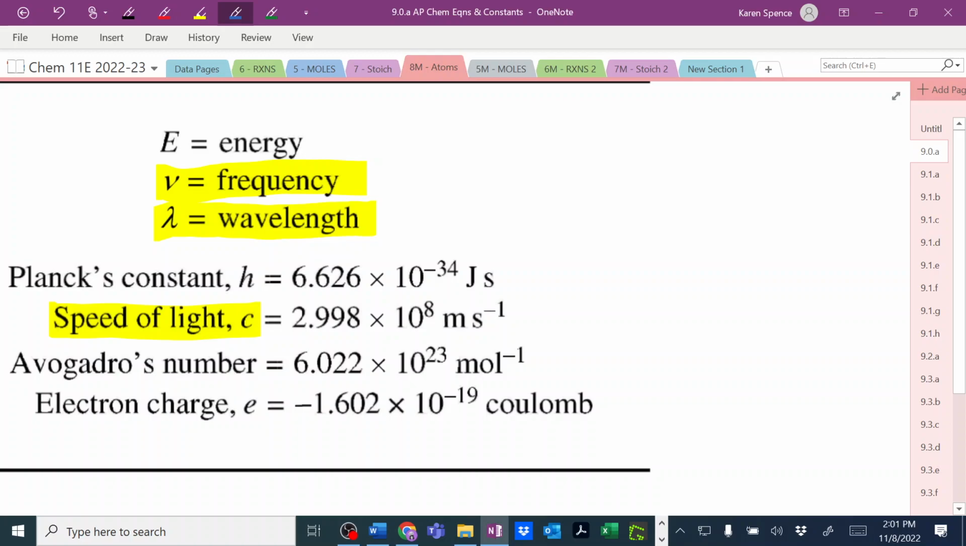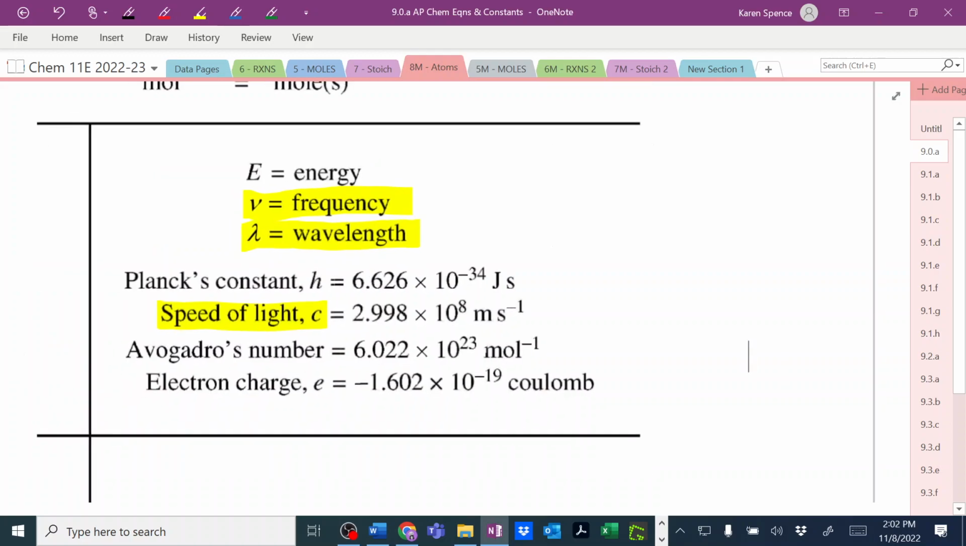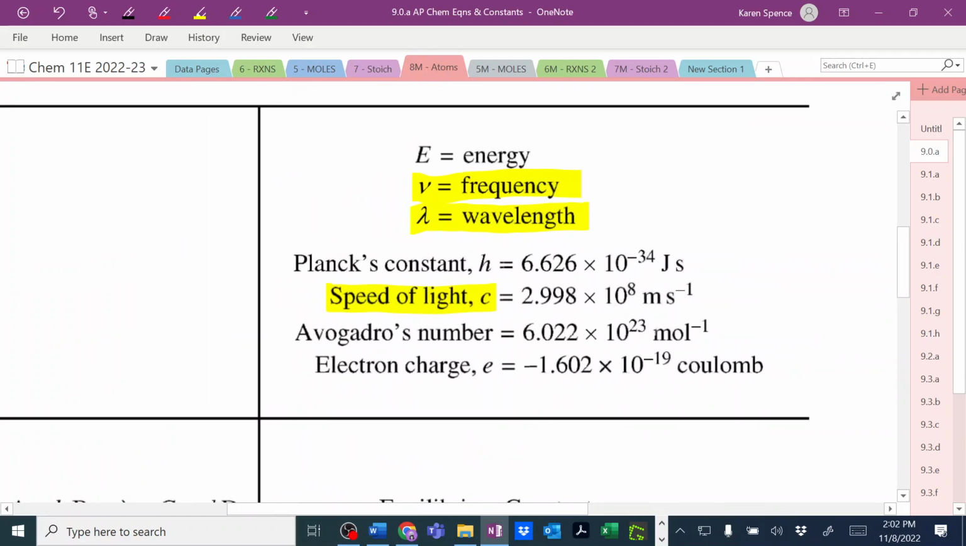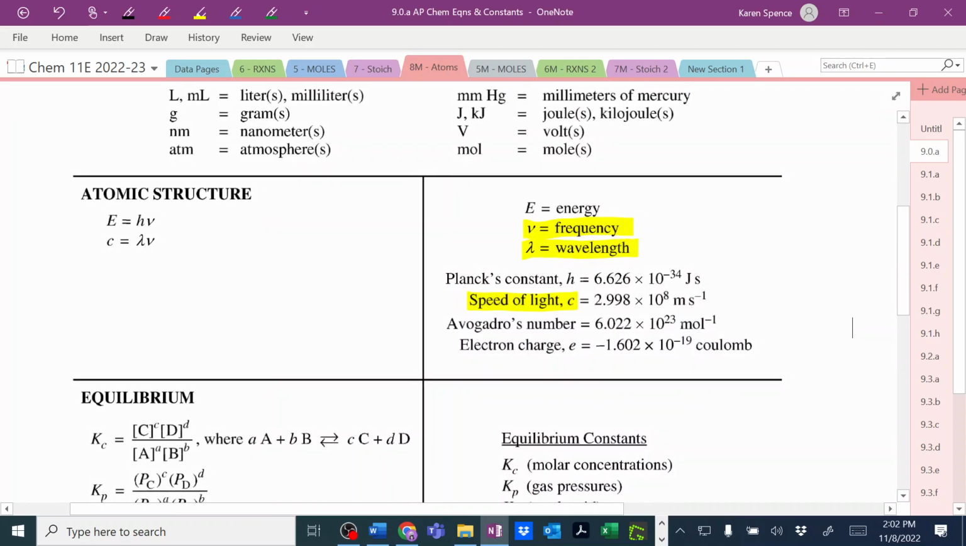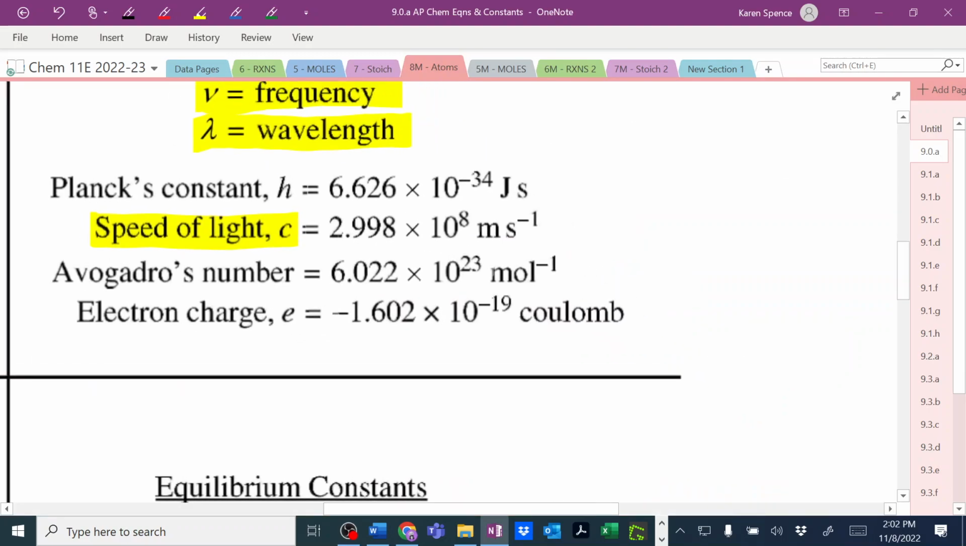If you, what? Are we good? Oh, okay. The electron charge you don't need for right now. That's going to be for something else later on. Yes. Yes. Oh, look at that.